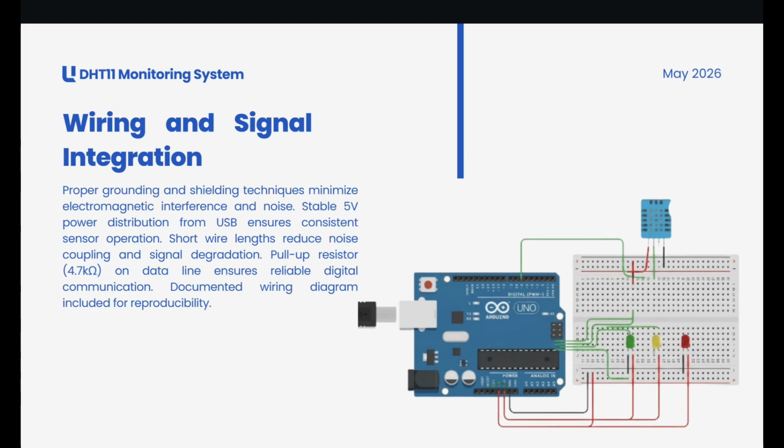Wiring and signal integration. Proper grounding and shielding techniques minimize electromagnetic interference and noise. Stable 5-volt distribution from USB ensures consistent sensing operation. Short wire lengths reduce noise coupling and signal degradation. Pull-up resistor on data line ensures reliable digital communication. Documented wiring diagram included for reproducibility.